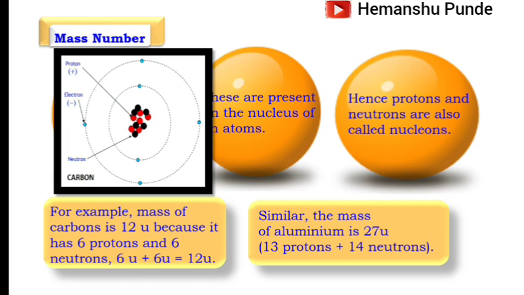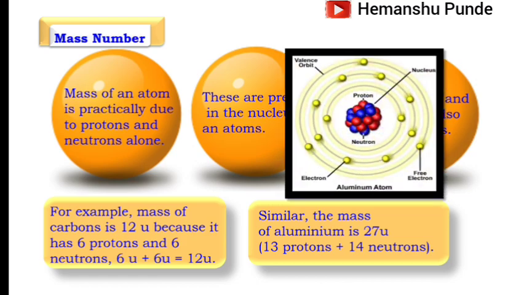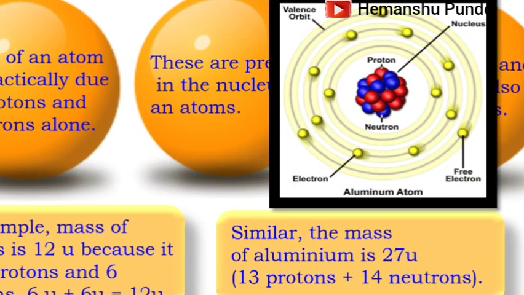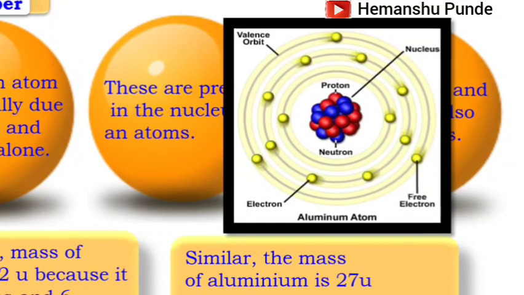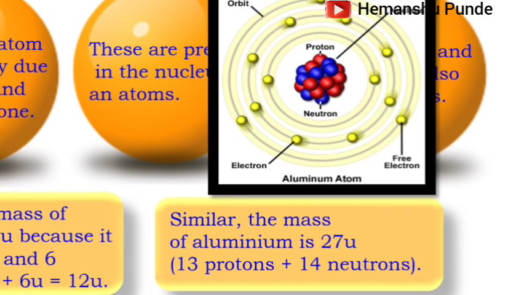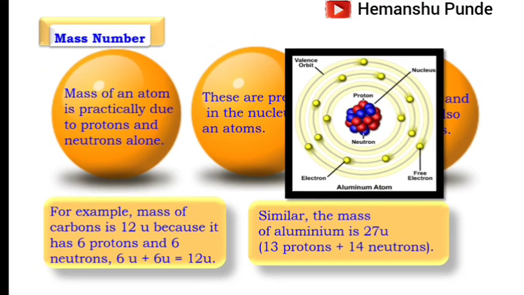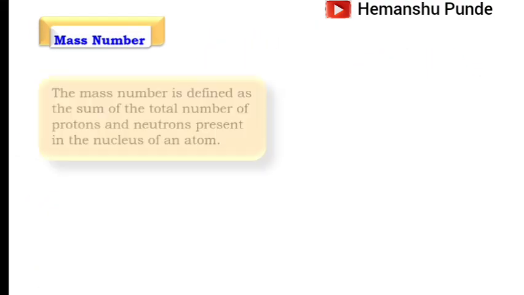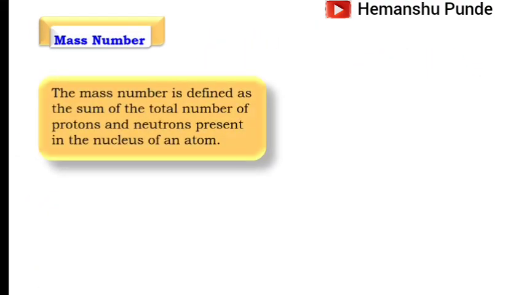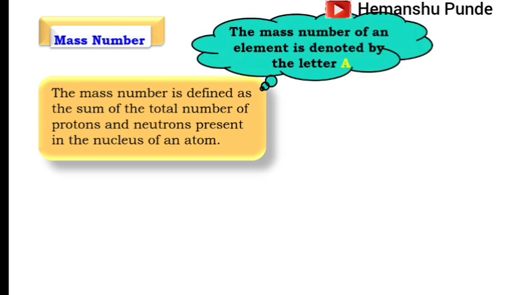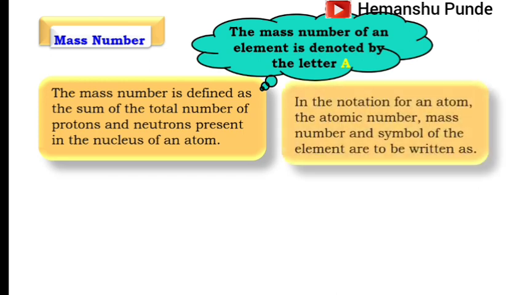Similarly, the mass of aluminum is 27 units because it has 13 protons and 14 neutrons. Just like this, in an aluminum atom, there are 13 protons and 14 neutrons. The mass number is defined as the sum of the total number of protons and neutrons present in the nucleus of the atom. The mass number of an element is denoted by the capital letter A.